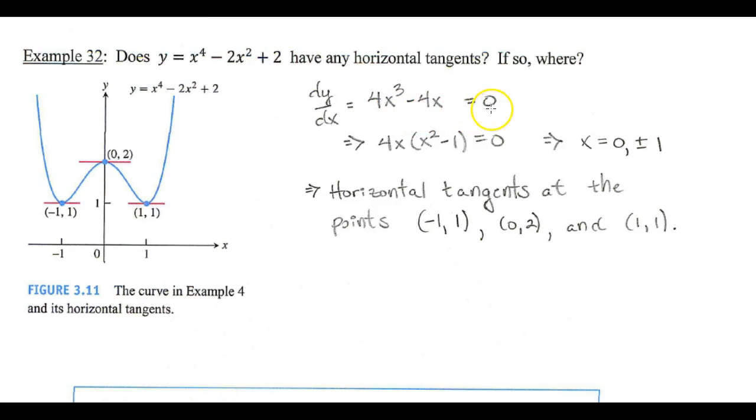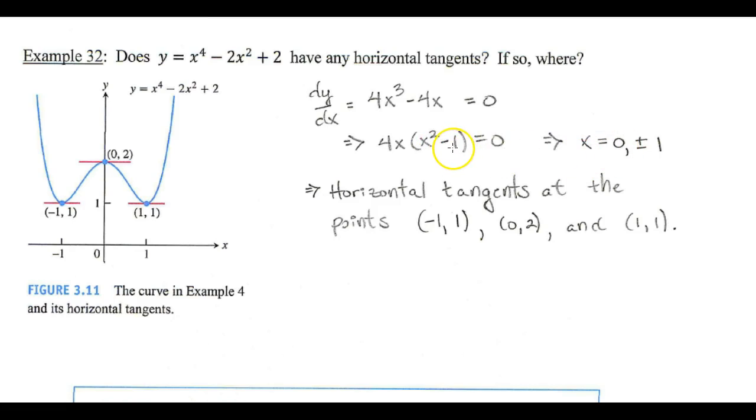And then I set it equal to 0 because I'm trying to figure out where I have horizontal tangent lines, where the derivative is equal to 0, in other words. This one I can factor out 4x. So I have 4x times x squared minus 1. I can then set each piece equal to 0. 4x equals 0 means that x equals 0.